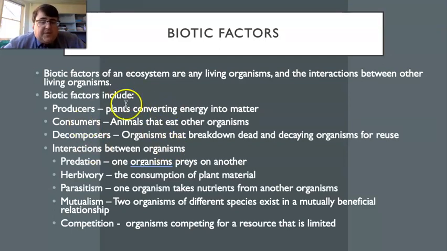Between these three types of organisms, we have different interactions. So we have predation, when one organism will prey on another or hunt another organism for food. Herbivory, when one organism consumes a plant or a producer. Parasitism, when one organism will take nutrients from another organism, of no benefit to the one that's losing nutrients.